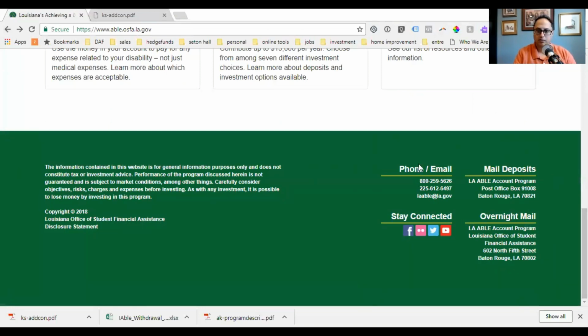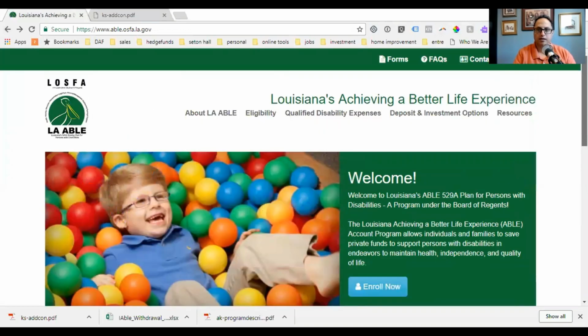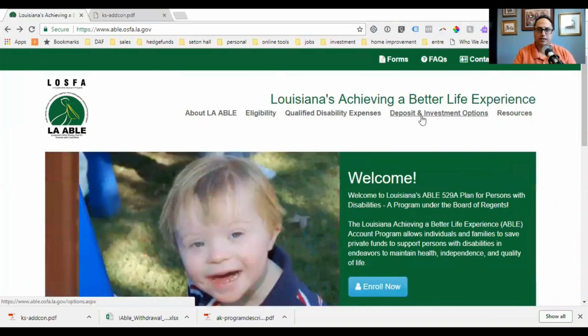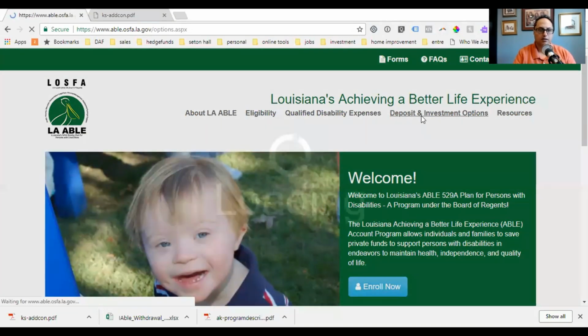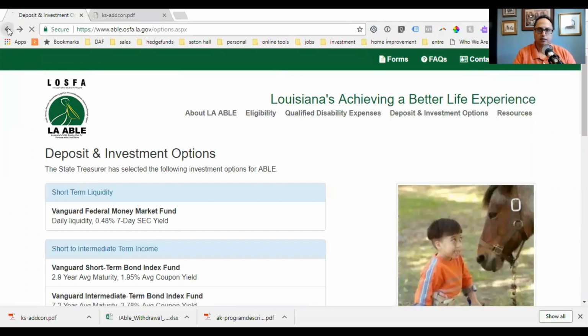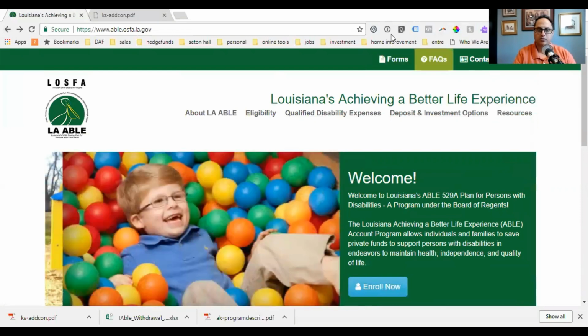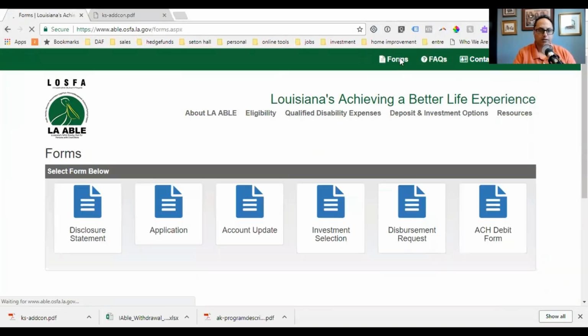Okay, let's go back up to the top. So we know who's eligible. We know what this plan is about. Deposit and investment options. Keep clicking that. Okay, making sure it's not different. Am I missing anything else here? Resources, no, we just looked at that. Forms, let's go to forms. So you have the disclosure statement, application, account update, investment section, disbursement, and ACH.